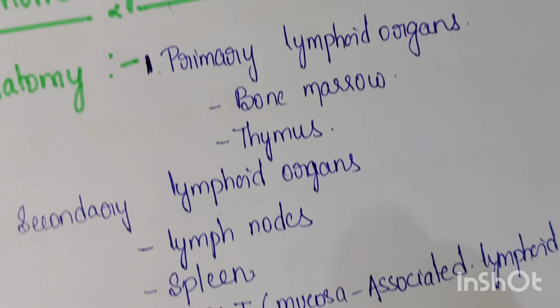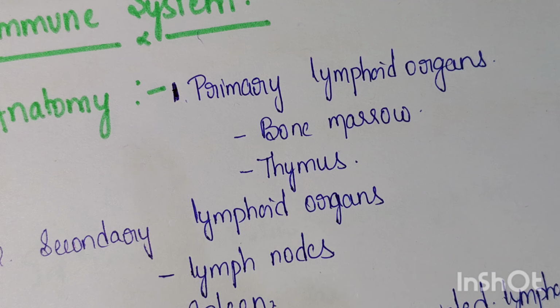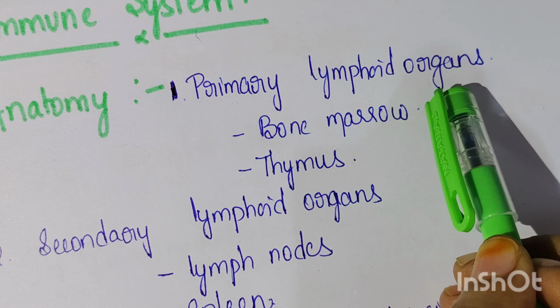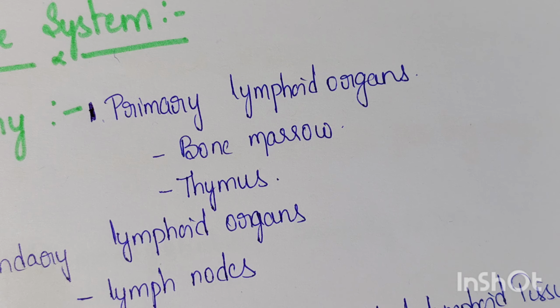So anatomy. Anatomy is divided into three parts, that is primary lymphoid organs, secondary lymphoid organs and immune cells. So what all comes under the primary lymphoid organs? That is bone marrow and thymus. So what is bone marrow? It is located in the cavities of bones, and all immune cells originate there.